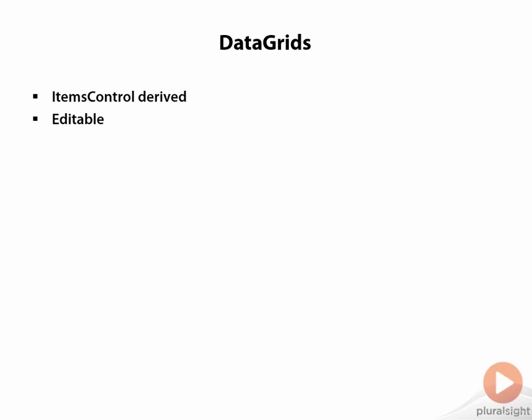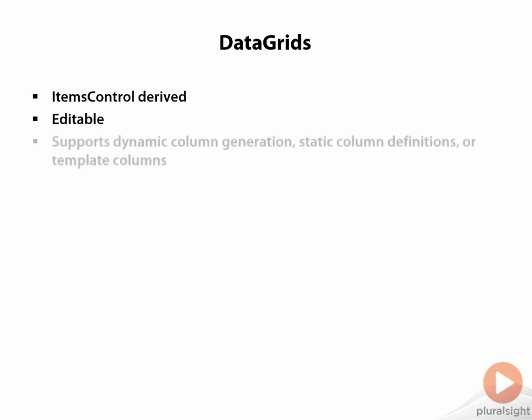When you click in a cell in a row, it goes into edit mode and stays there until you click out of that row. Data grids support dynamic column generation, so they can reflect on the data-bound objects and generate a column for each property on that object. But most commonly, you're going to use static column definitions, setting up exactly what columns you want in the order you want them, bound to the properties you intend. You can also use templated columns, which we'll look into in more detail.